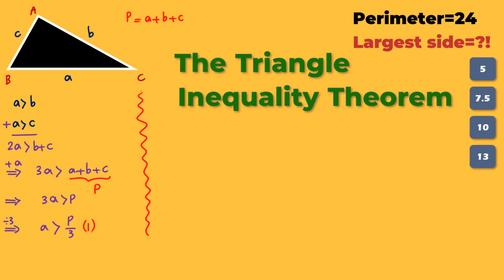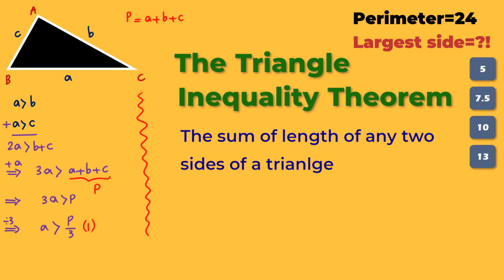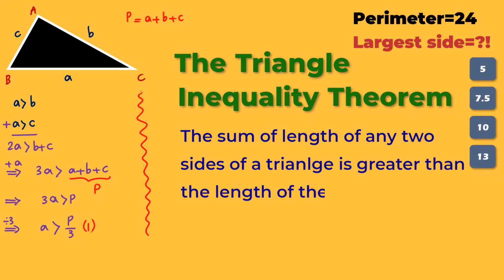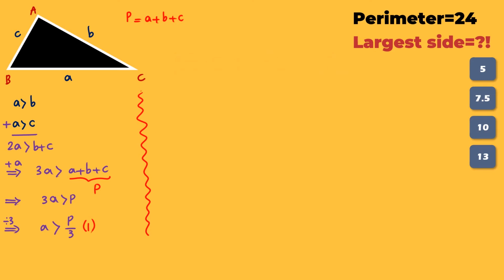The triangle inequality theorem states that in any triangle, the sum of the lengths of any two sides of a triangle is greater than the length of the third side. Which means, in this triangle, we can say A plus B is greater than C, A plus C is greater than B, and also B plus C is greater than A. So all of these inequalities are true for any kind of triangle, based on the triangle inequality theorem.